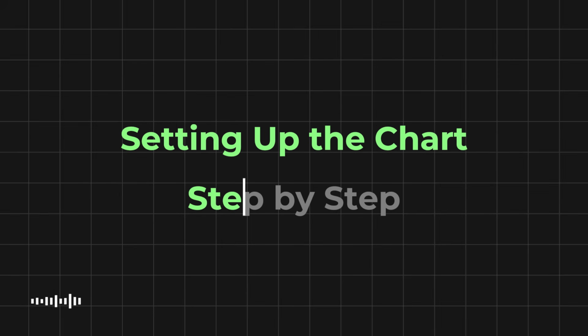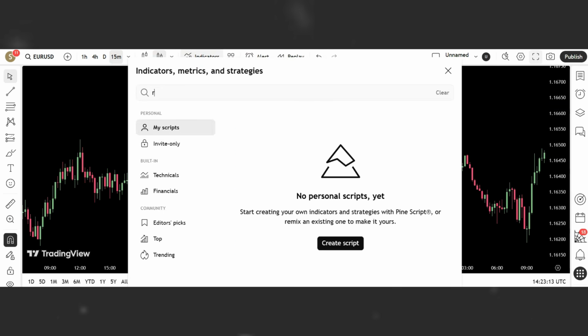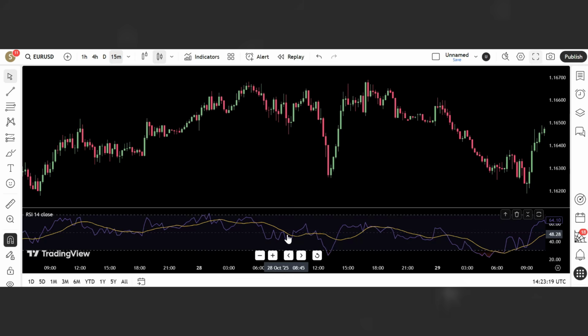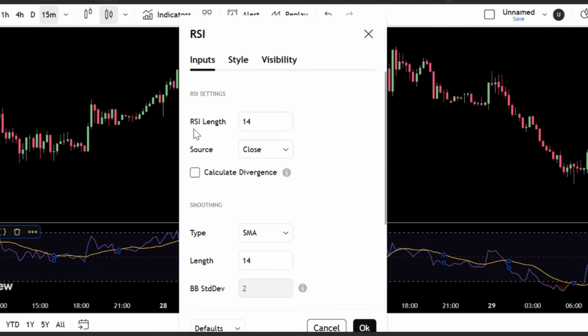Setting up the chart step by step. Now let's set up the chart together. First, open the chart on TradingView. At the top, click on Indicators, type RSI, and add it to your chart. Then open its settings. In the Input tab, leave the length at the default 14.